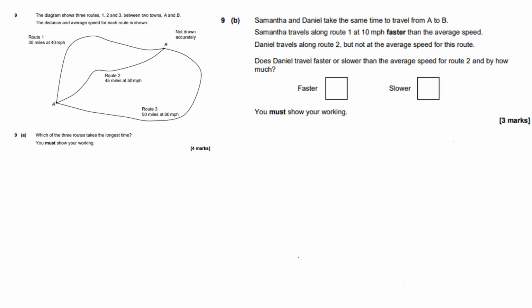Right, so question 9b is Samantha and Daniel take the same time to travel from A to B. So they're going from the point A to point B. Samantha is going to be traveling route 1. So I'm going to write Samantha here.